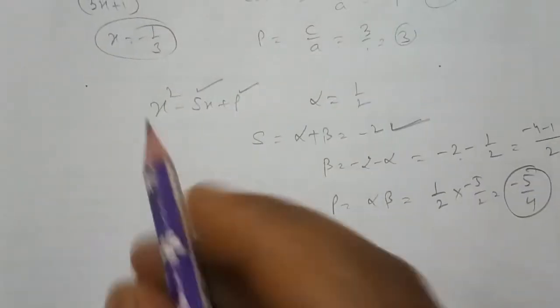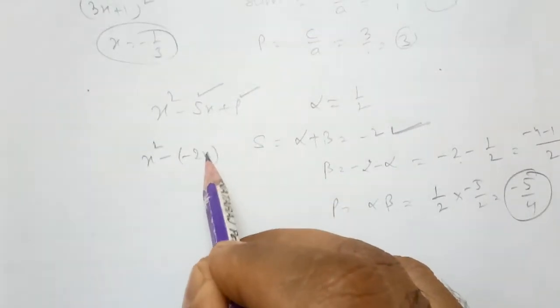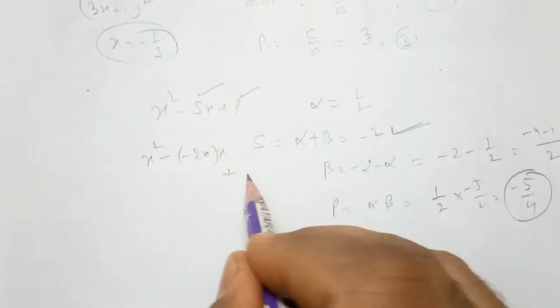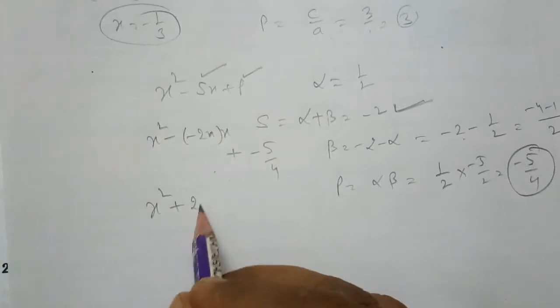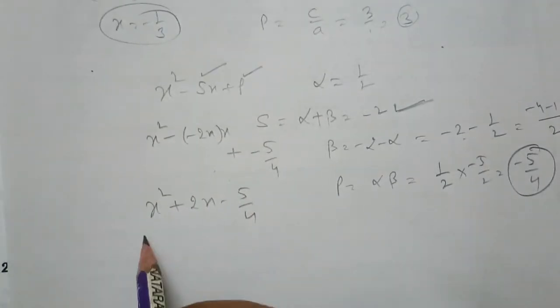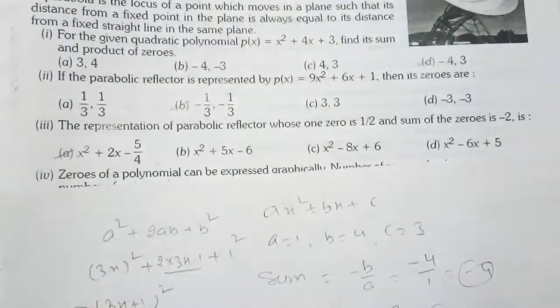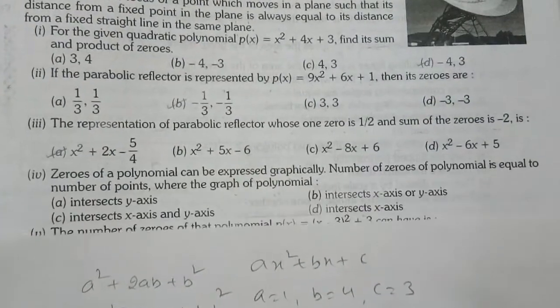So we will substitute here x square minus, sorry, minus of minus 2, into x, plus product of zeros, minus 5 by 4. So here it is x square plus 2x minus 5 by 4. This is the quadratic polynomial. So now let us check the answer. So here the first one, x square plus 2x minus 5 by 4, is the answer here.